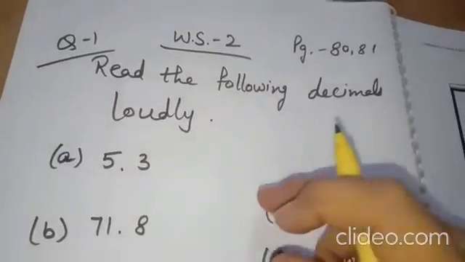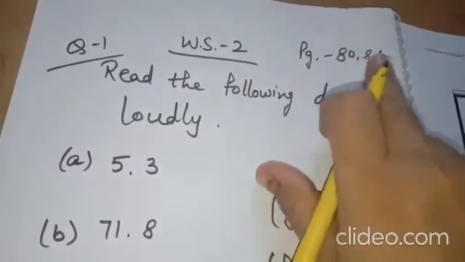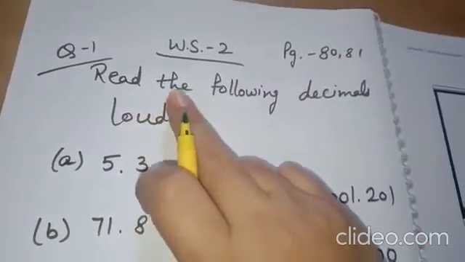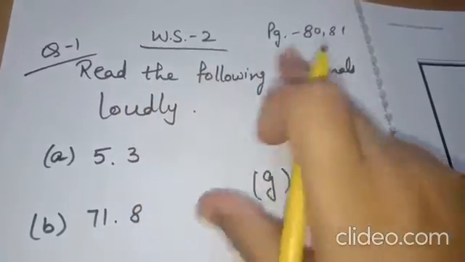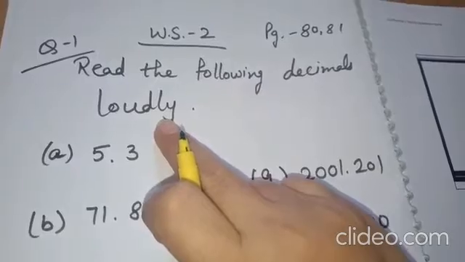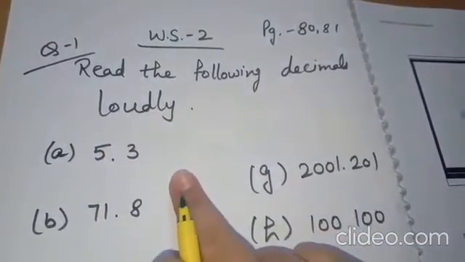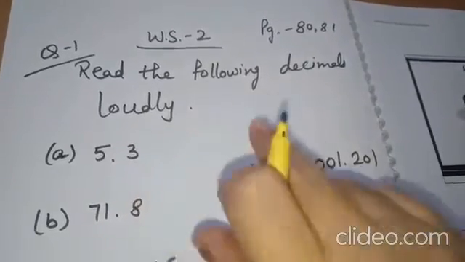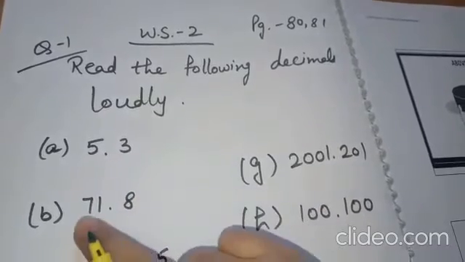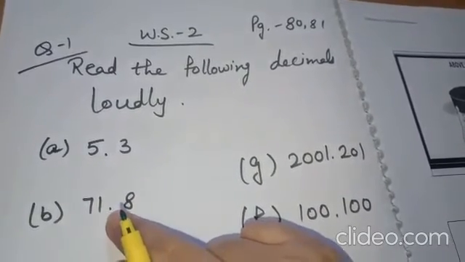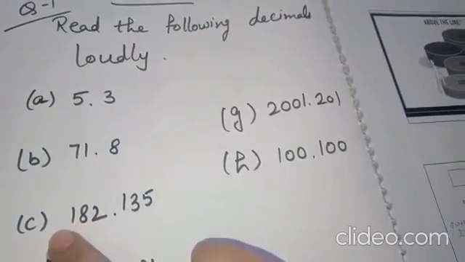After this, now we are going to start worksheet 2 of our chapter, which is at page numbers 80, 81 and 82. But firstly, let's start with question number 1. Read the following decimals loudly. We just have to read these. And I have just discussed that the digits after the point will be read one by one. For example, it will be 5.3. Next is 71.8.